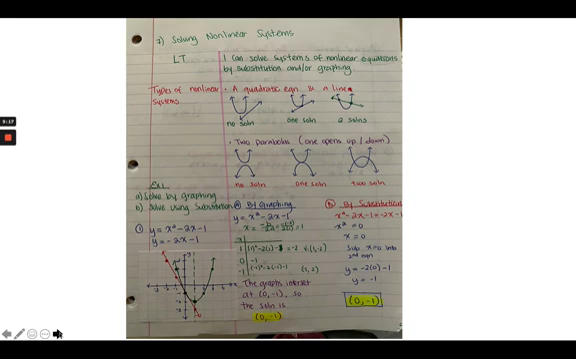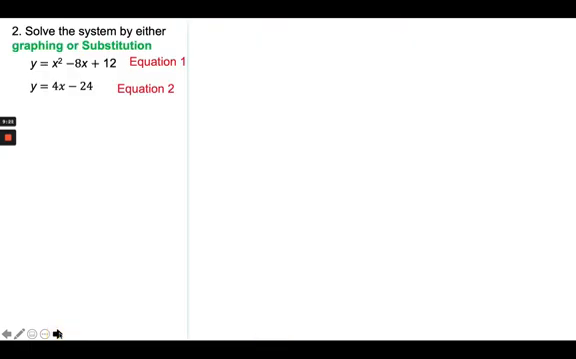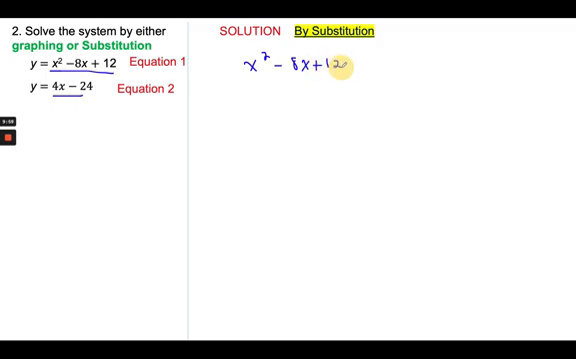Oh, so here is an example of how my notes look. So question 2, you're going to solve by either graphing or substitution. You can pause the video and try. Okay, so for my case, I'm going to try solving by substitution. Once again, I already have y is equal to. So I have x squared minus 8x plus 12 is equal to 4x minus 24. I would not want to graph in this case because my b for equation 2, my y-intercept, is negative 24. That might be a little too big for me. Anyhow, let's continue solving using substitution.